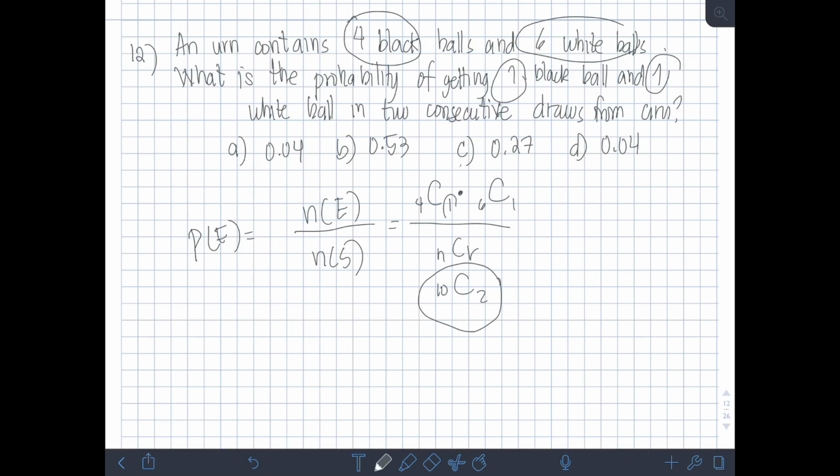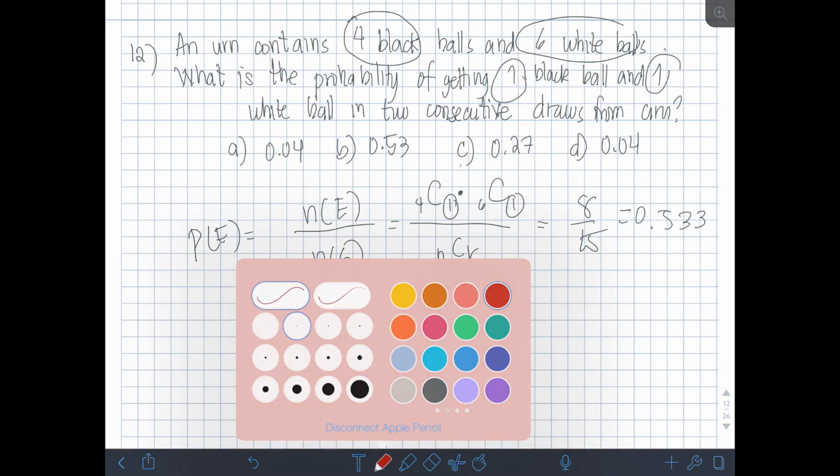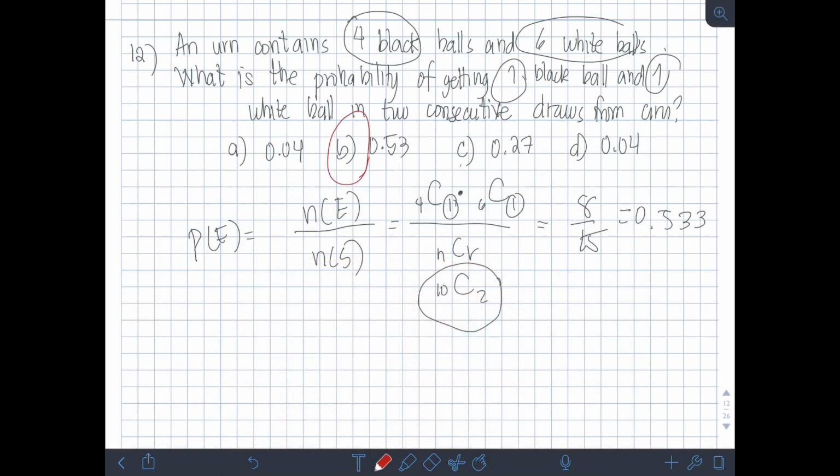So, therefore, yung sum nila ay 2 balls, kasi 1 plus 1 is 2. So, ito yung sagot natin: 4C1 times 6C1 over 10C2. So, gamit tayo ng calculator, masasolve natin yung sagot as 8 over 15 or in decimal, 0.533. So, therefore, the answer is letter B.